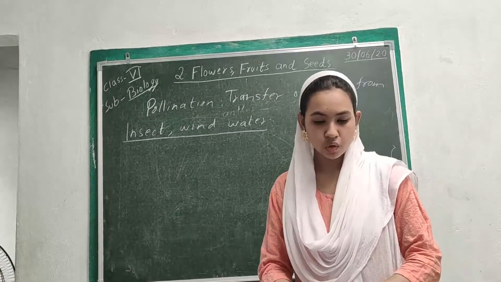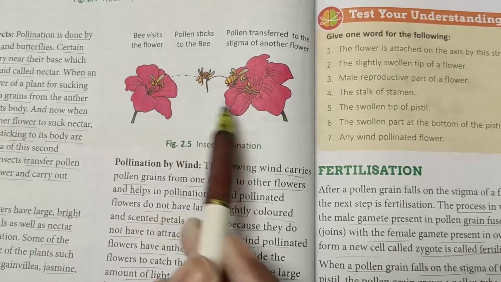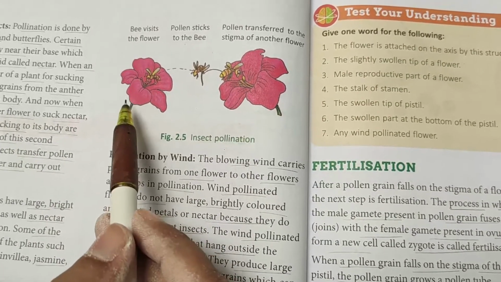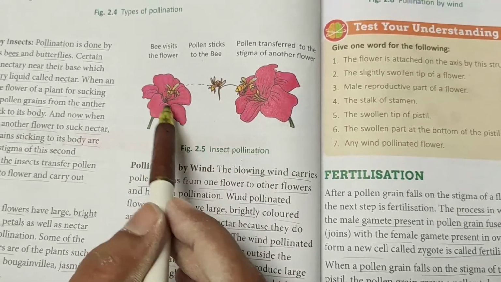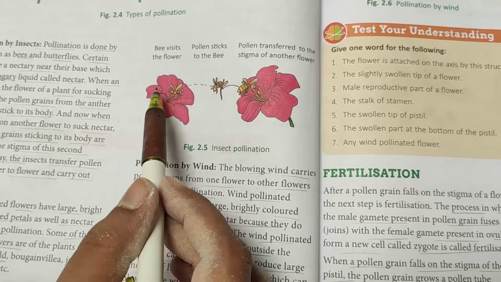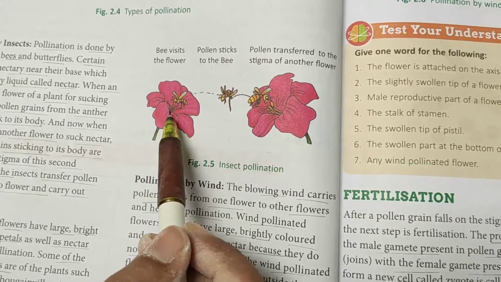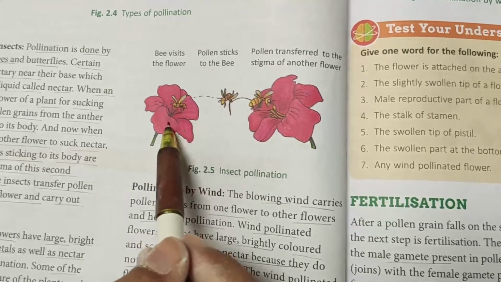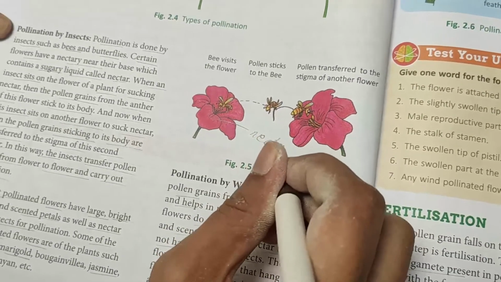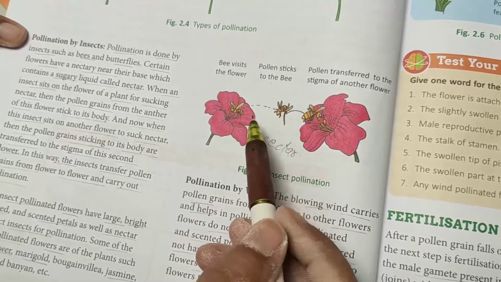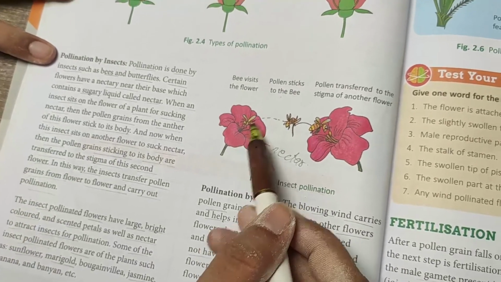Okay, I'll just show you an image here. It will make it more clear. See here, this is pollination by insects. Insects like butterflies and bees can help in pollination. Now these flowers, you can see they are very beautiful. They are attractive, they have good scents, and they also have a sugary fluid inside the flower which is known as nectar. Now the bees or the butterflies come to the flower, and then they suck this nectar.